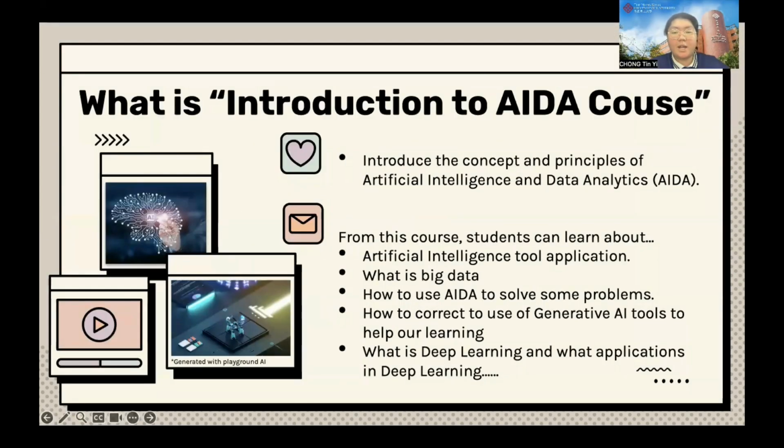What is the introduction to AIDA courses? These courses introduce the concepts and principles of AI and data analysis. In this course, students can learn about AI tools, applications, what big data is, how to use AIDA to solve some problems, how to correctly use generative AI tools to help our learning, what deep learning is, and what the applications of deep learning are.